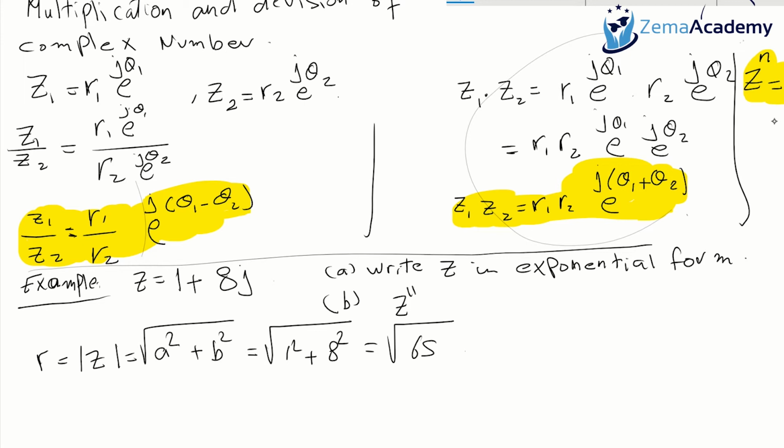Now you need to find the argument. You need to find alpha, which is tan inverse of b over a. Now your b is 8, and you take them in absolute value, in positive value, over 1, it's 1.45 radian. So that tan inverse is in radian, okay?